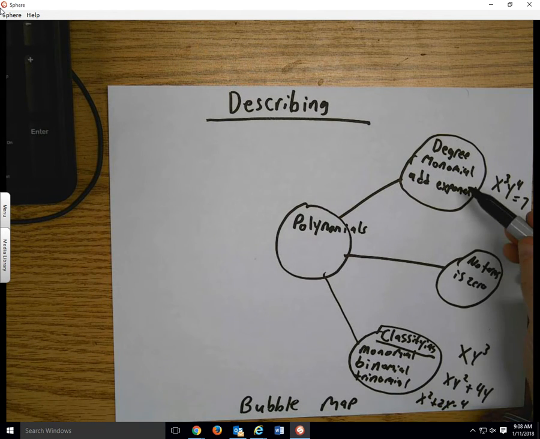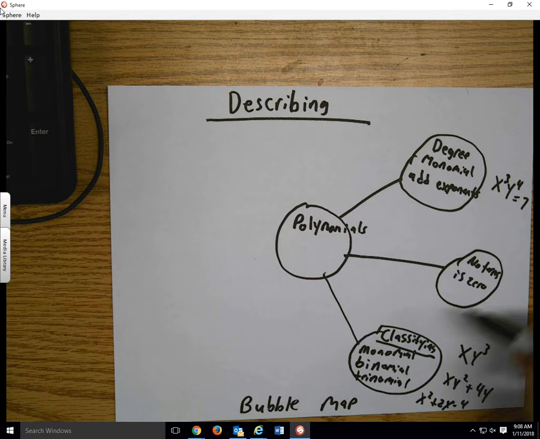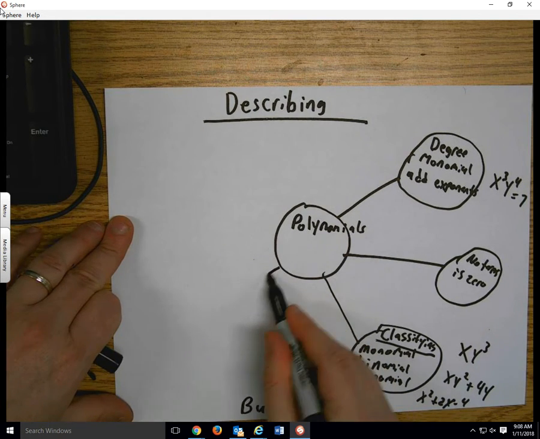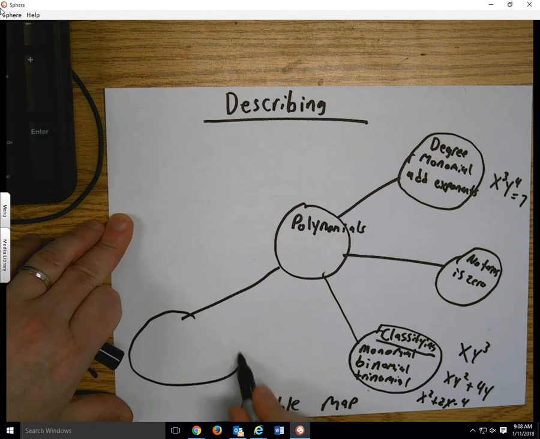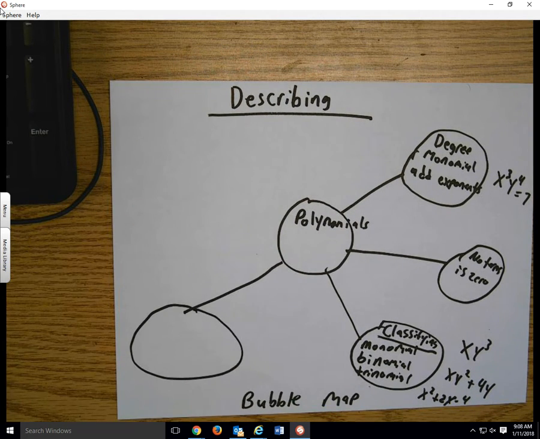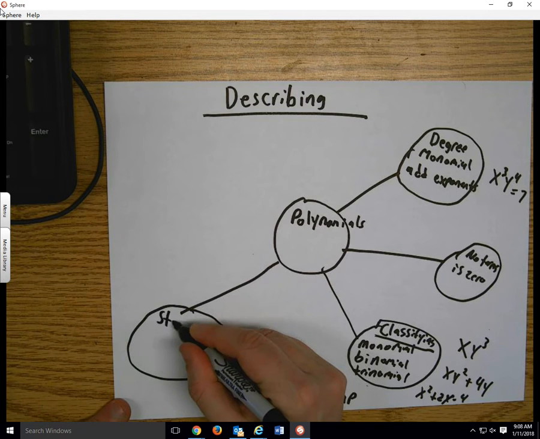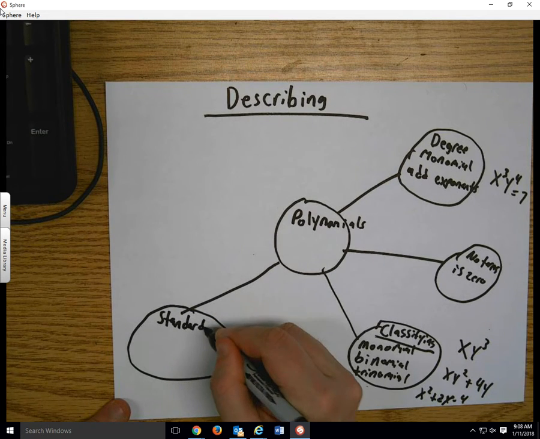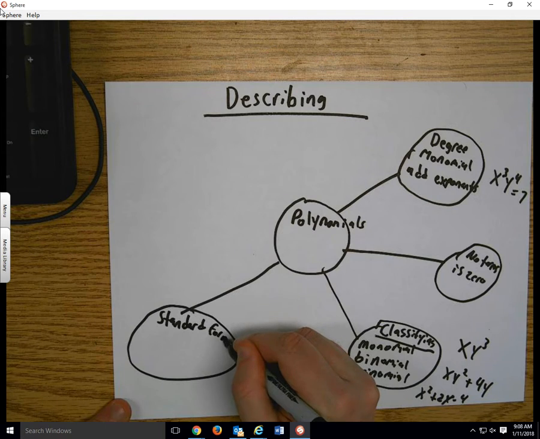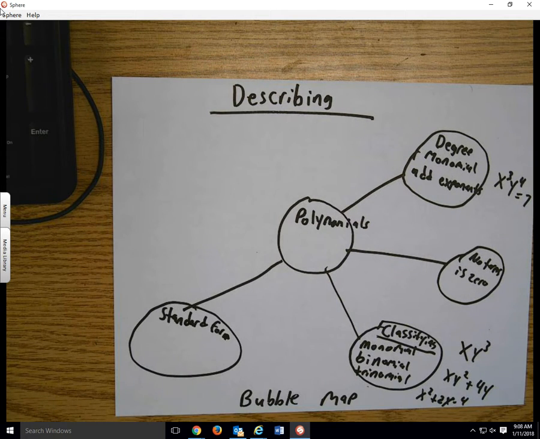So we've learned about degrees of monomials. We learned that if there's nothing there, it's just a zero. We learned there's different types of classifying them, and then something else we learned is what? What else can you guys say about polynomials? Okay, if it's in standard form, it's going to have the largest degree first in standard form.